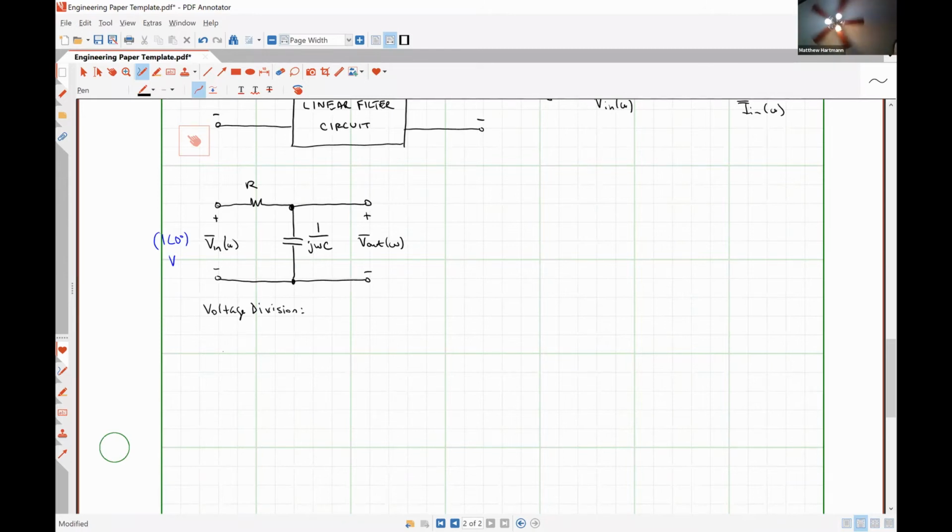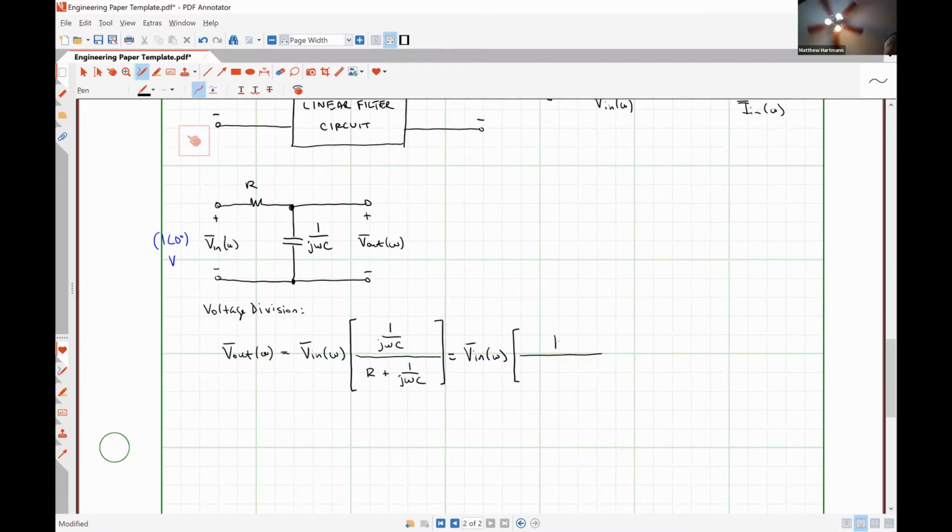So using voltage division, we can see that V out is going to be V in, which we can consider it to be 1 angle 0 or whatever you guys want, multiplied by 1 over j omega c in the numerator, over R plus 1 over j omega c in the denominator. And I'm going to go ahead and clear some of these fractions because I don't like this particular fractional form. So I'm going to multiply by j omega c over j omega c, and that's going to leave me with Vin as a function of omega multiplied by 1 over 1 plus j omega RC.